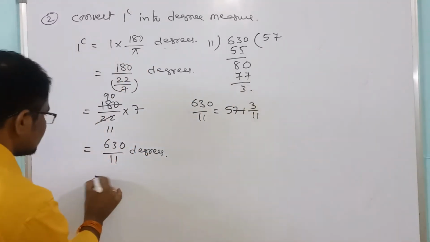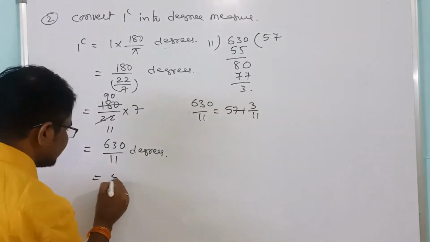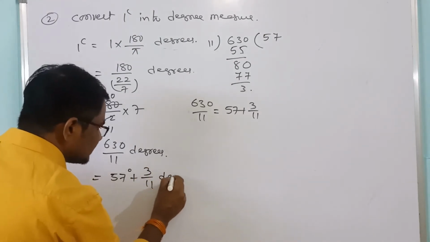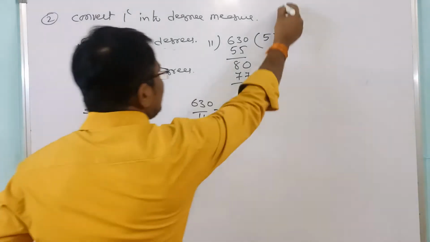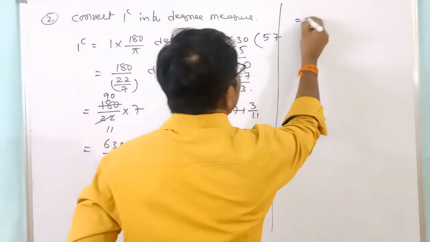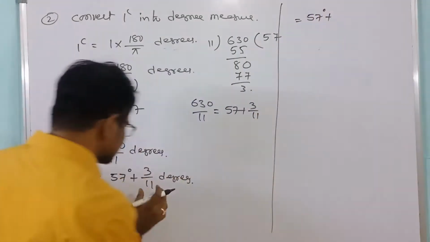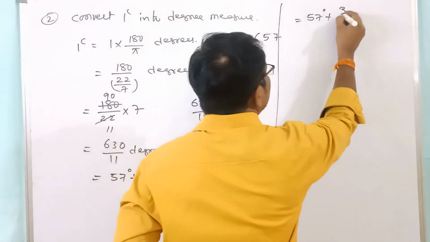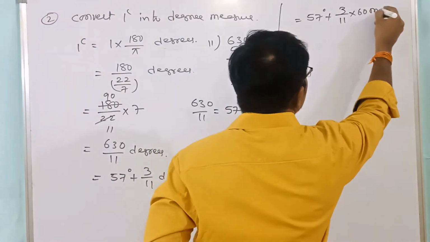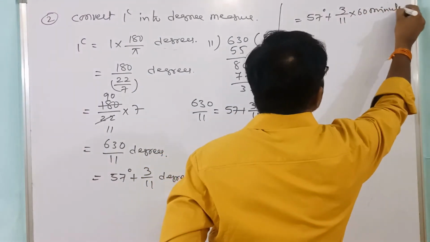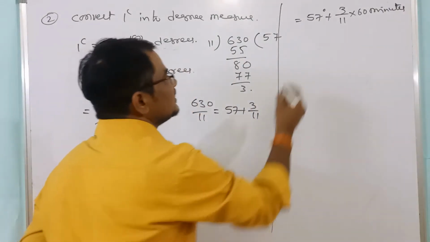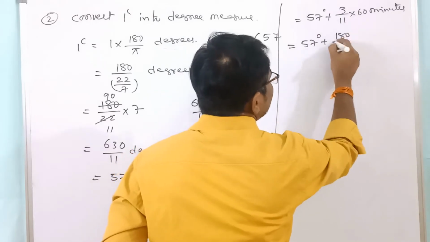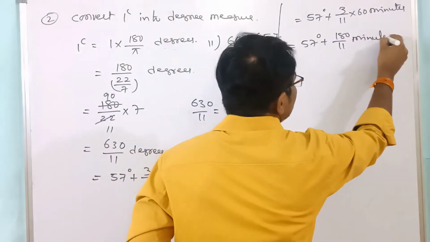Now that is equal to 57 degrees, and again 3 by 11 degrees, right? Now that is equal to 57 degrees. This extra degrees I will convert into minutes, by multiplying by 60. If you multiply, degrees becomes minutes, right? Now that is equal to 57 degrees 180 by 11 minutes. Okay?